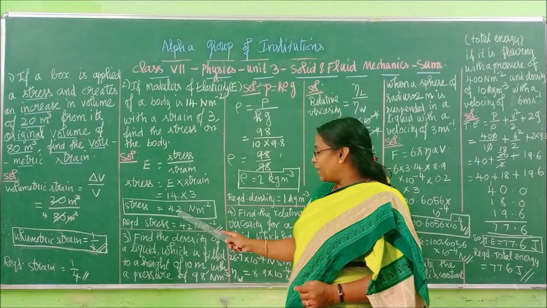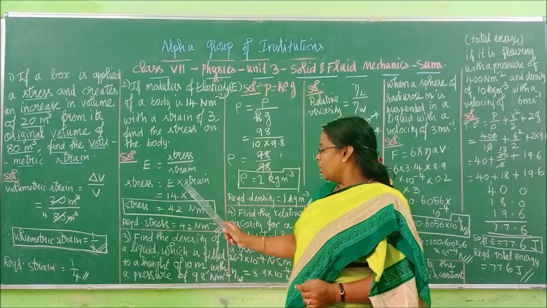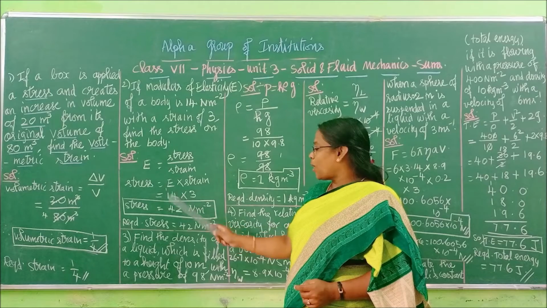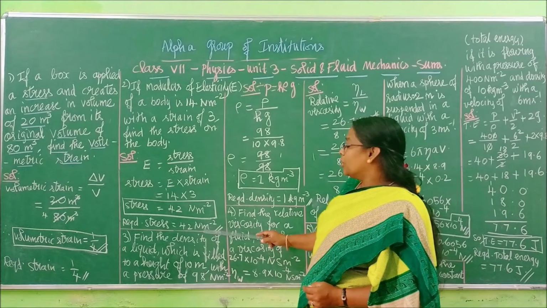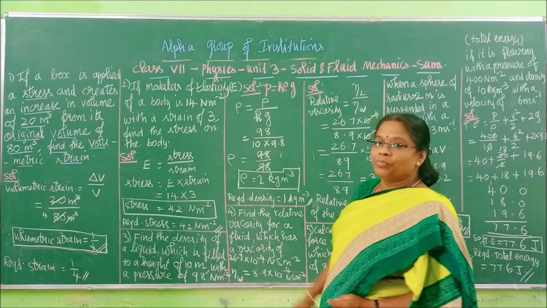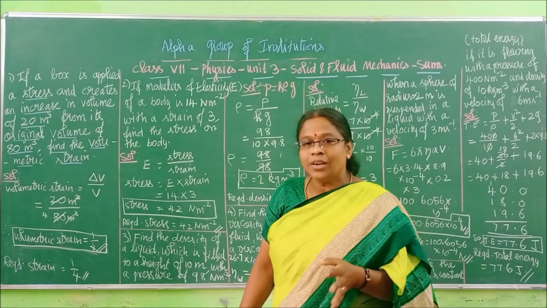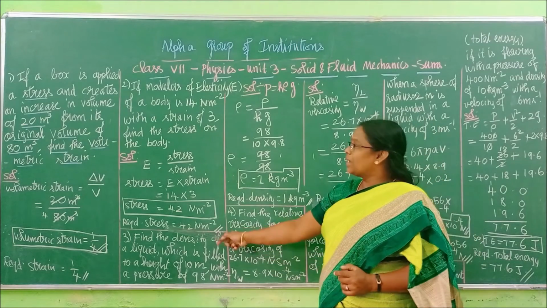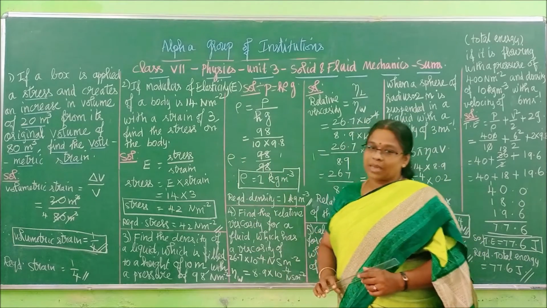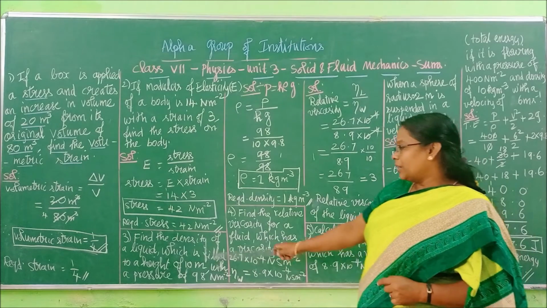3 4s are 12. 2 here, 1 carried over. 3 1s are 3, 3 plus 1 is 4. So the required stress is 42 Newton per meter square. Stress also has the unit Newton per meter square. Stress and modulus of elasticity will have the same unit. Remember that. Right. Third question.